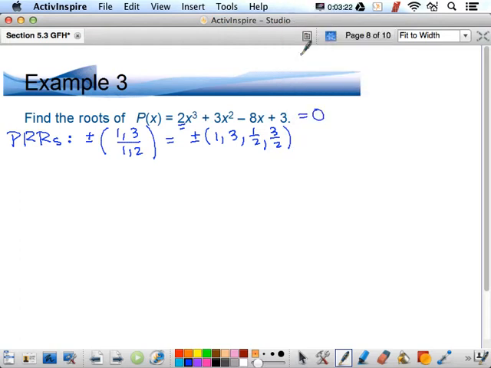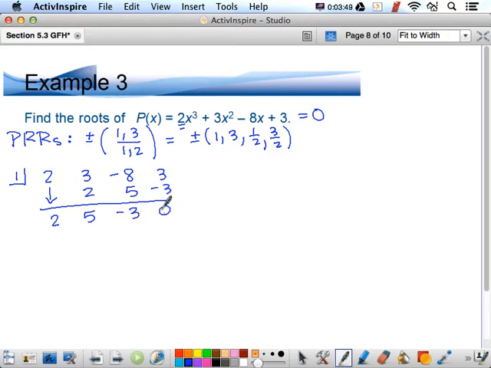So you guys said that positive 1 works, right? Right. Okay, we're going to use that as our R value for our synthetic division. So we're going to put positive 1 right here. We're going to use our coefficients, which are 2, 3, -8, and positive 3. We're going to perform synthetic division here. This will be a 2. This will be 5.